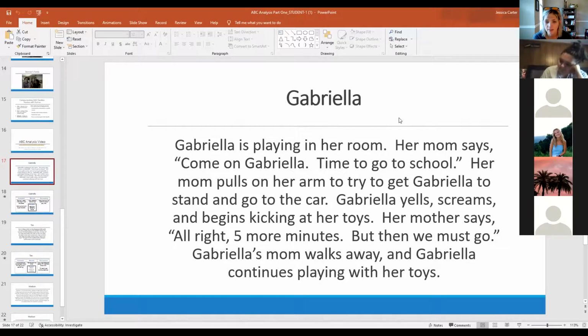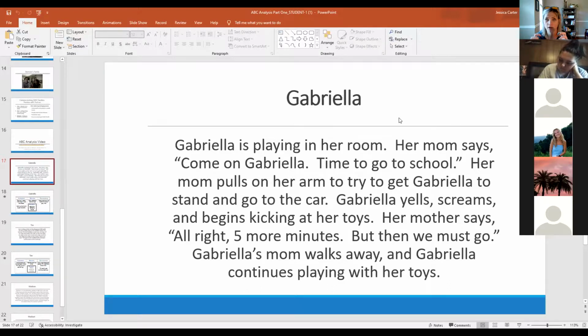So what's the antecedent? Her mom comes in her room and says, "Come on, Gabriella, it's time to go to school," pulls on her arm and tries to get her to go to the car, right? That's what happened first. Then we saw Gabriella yell, scream, and begin kicking. The consequence then is that her mother says, "Okay, 5 more minutes, but then we have to go." And Gabriella gets to keep playing with her toys. Do you see the A, the B, and the C?